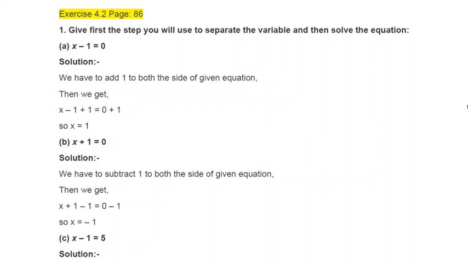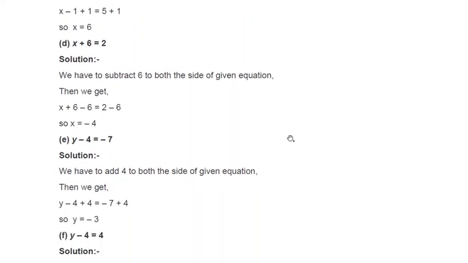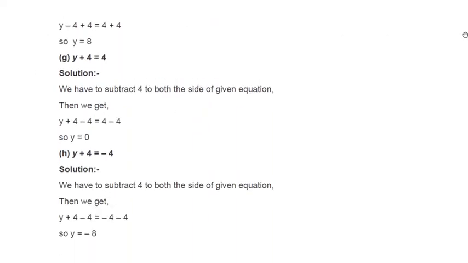Similarly, we should take some other examples like A, B, C are the same type, D is also the same type, E, F, G. Okay, we'll take G. All are the same type. I am doing 1 or 2 for you so that you can try all the others. So y plus 4 equal to 4.